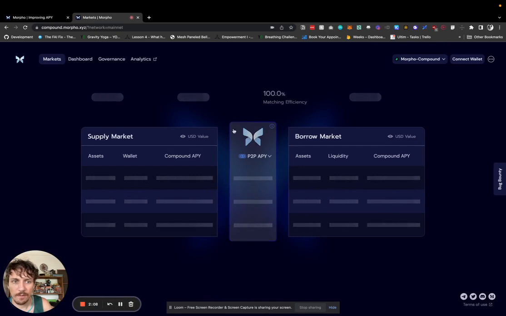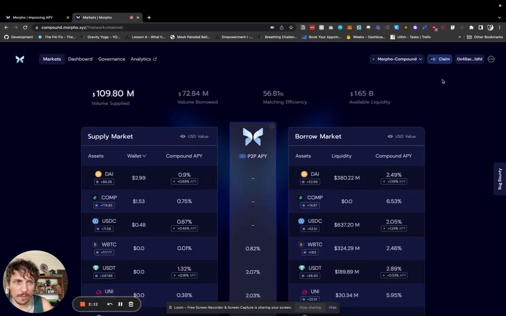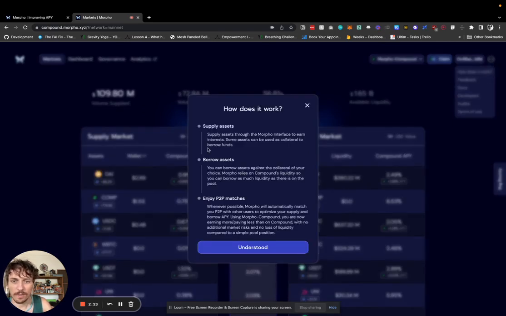And here we have, yeah, so here I can switch between the two very well. I can also claim here and I get a bit of information here. So let's first go to how does this work. So how does this work?